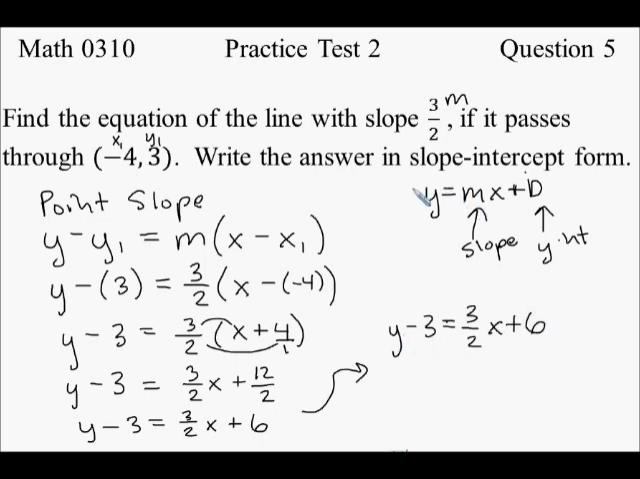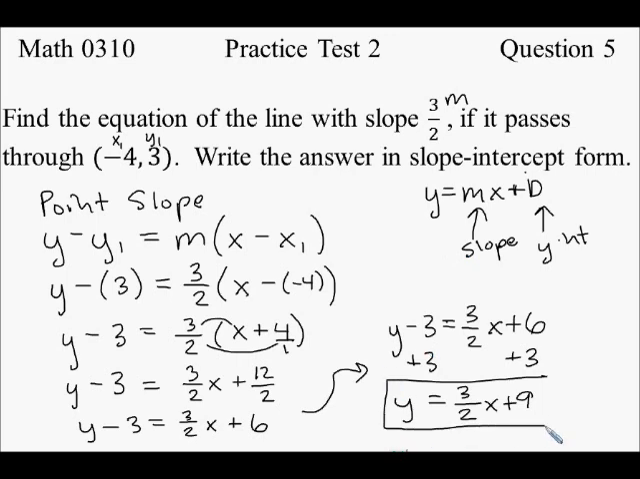Y equals, so we need to add 3 to both sides. Not too bad to add 3 to the right side. We're just going to get a 6 plus 3 over there. And so we get 3 halves x plus 9. This is in our slope-intercept form. We have y equals mx plus b form here. Y equals 3 halves x plus 9. And that is answer choice A.